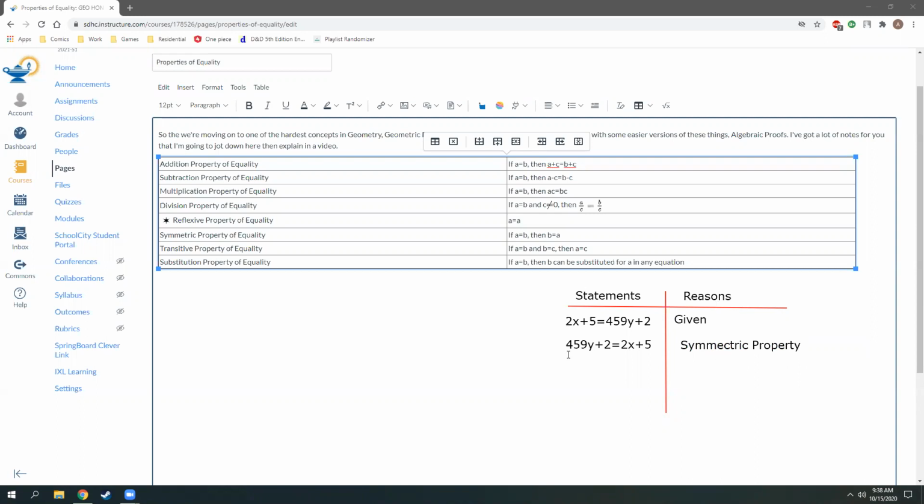That's how we're going to be doing proofs. Is you've got your statements on the left, your reasons on the right, the information you were given, and then how did you move from here to here? How do you go from here to here? So on and so forth.